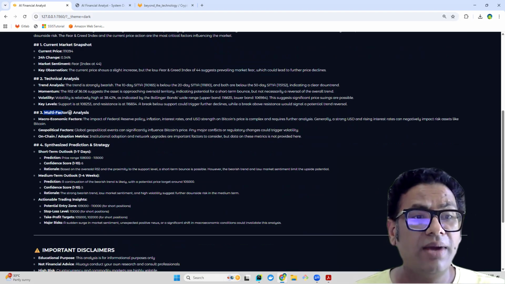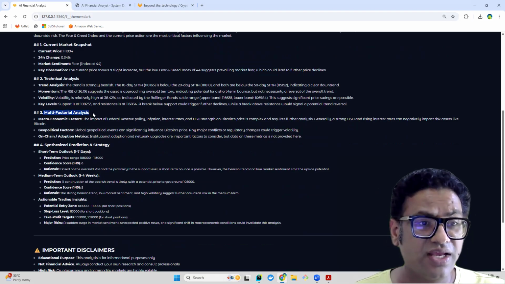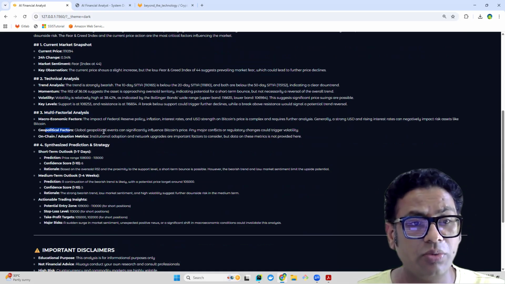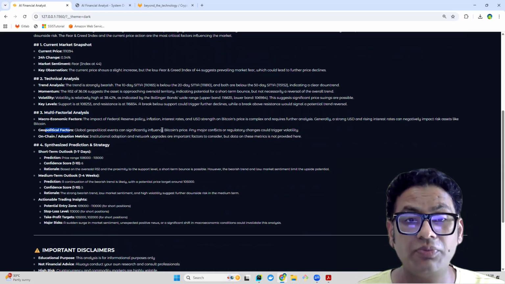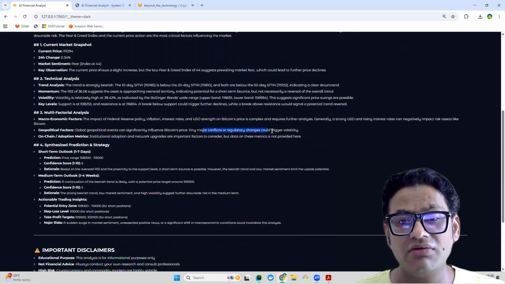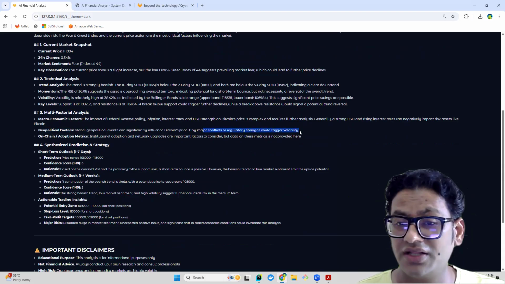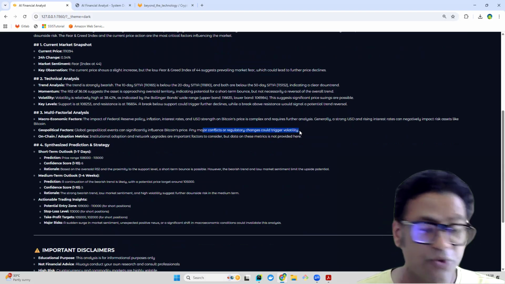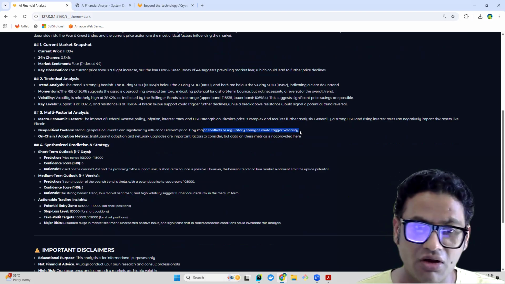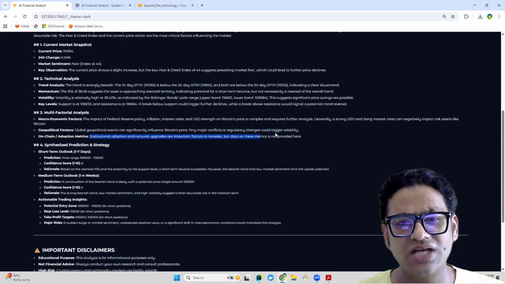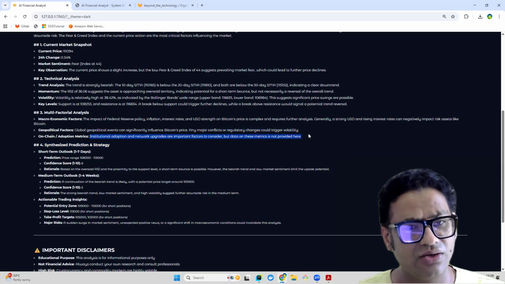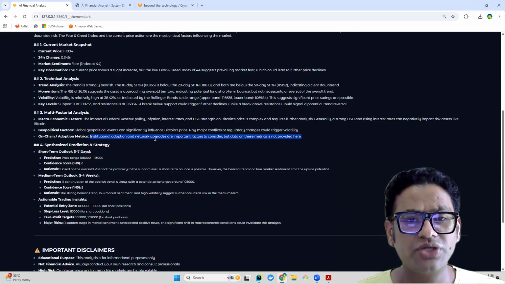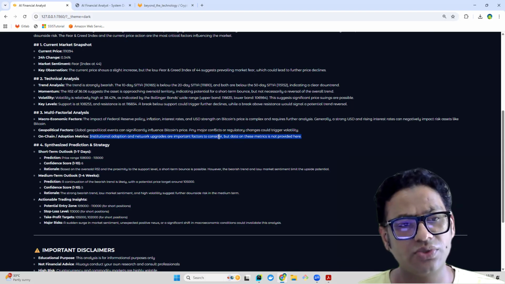Multi-factorial analysis, we can understand geopolitical factors, like global geopolitical events can significantly influence Bitcoin price. And we know that, right? Any major conflict and regulatory changes could trigger volatility. Right now, there is a lot of volatility in the global market because of the Ukraine-Russia war, the Israel and Palestine conflict, right? So there are many more things which are going on currently at the global level. Institutional adoption and network upgrades are important factors to consider.